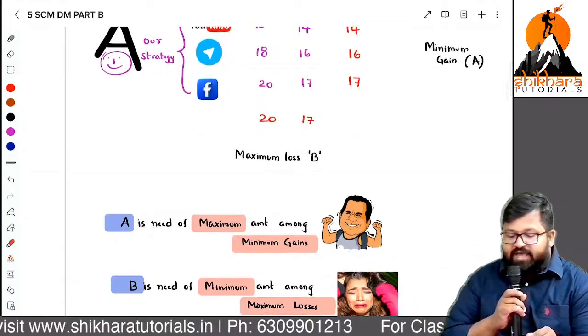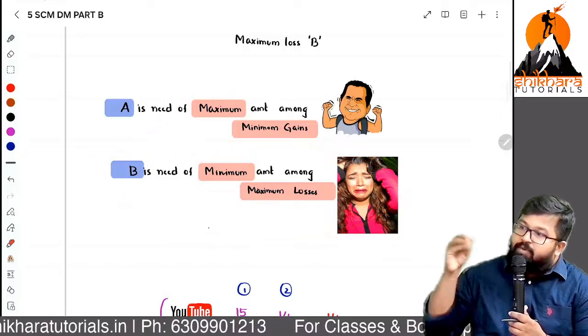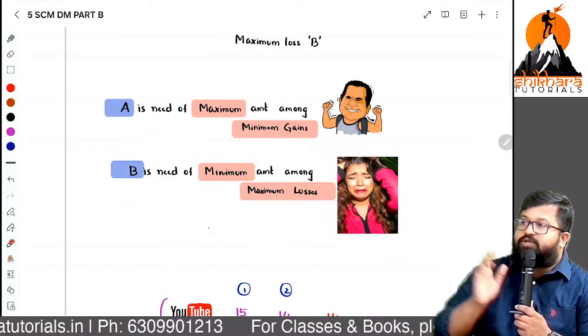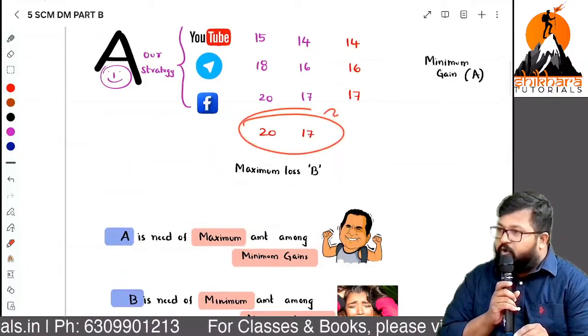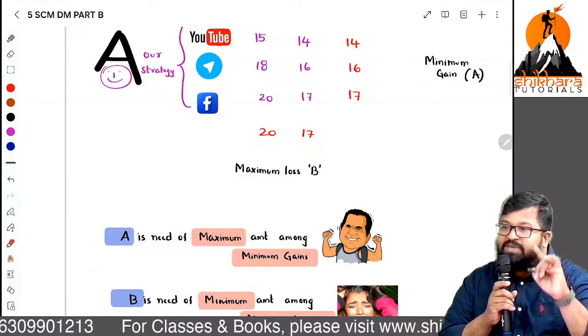And what about this scenario? What is the second point there? B is in need of the minimum amount among the maximum losses. So these two are the maximum losses. Of these amounts, which is the minimum value? 17. That is known as minimax.